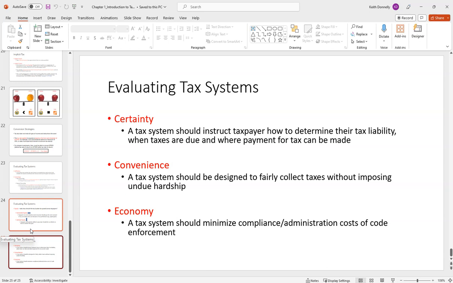And then finally, economy. A tax system should minimize compliance and administration costs of code enforcement. This one's somewhere in the middle for the U.S., right? Over the last 10, 20 years, the IRS has been very understaffed. And one thing that people always say, on one end of the spectrum, is get rid of the IRS, get a flat tax. That's one way you could save costs here.